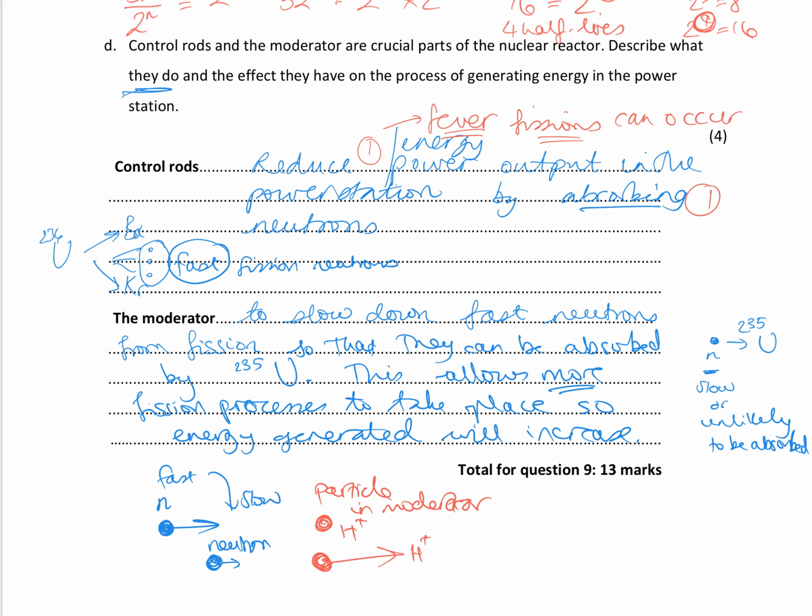Now, I was quite lenient, I have to say, on the marking of this, but I think it's worth learning for next year. So here, if you mentioned slowing down neutrons, you didn't have to say fast. Slowing down neutrons from fission. And then the second mark could either be for being absorbed by 235. I just wanted to see that there was what they did and why, or if you mentioned that in order to get more energy generated, I allowed that as well. Fantastic.